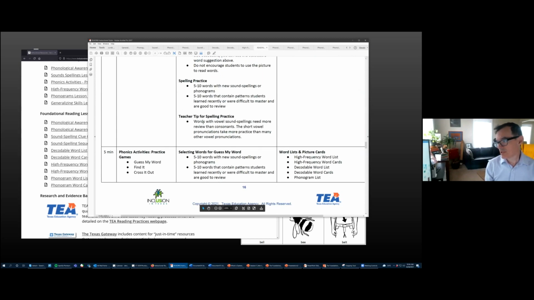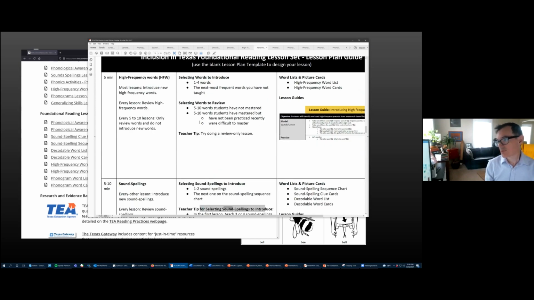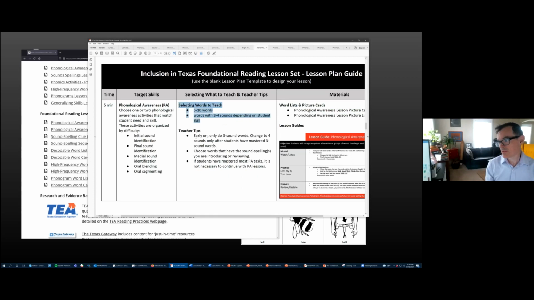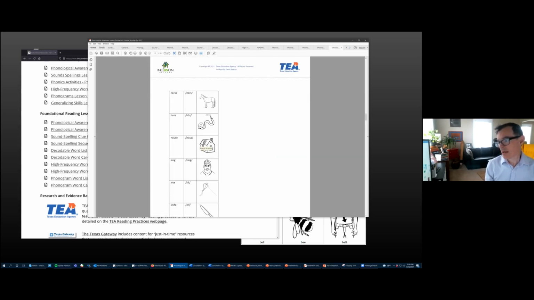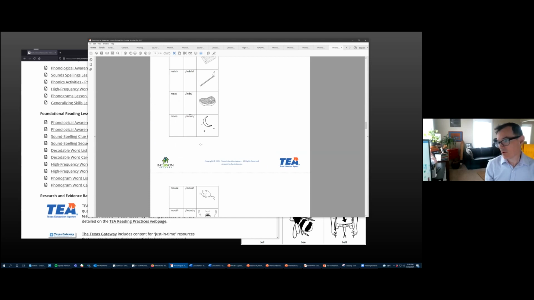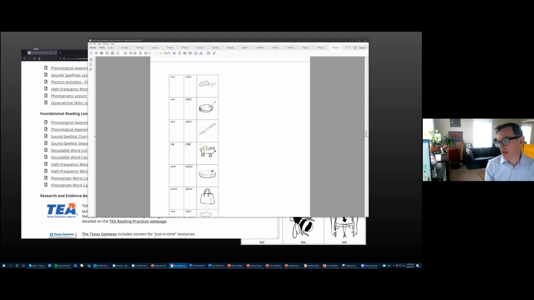Selecting words that you teach. Select words with 3 to 4 sounds depending on student skill. Early on, only do 3 sound words. Change to 4 sounds only after students have mastered 3 sound words, because you want them to build skills over time. So these are actually organized by the number of sounds. So you can practice that way, in alphabetical order after that.